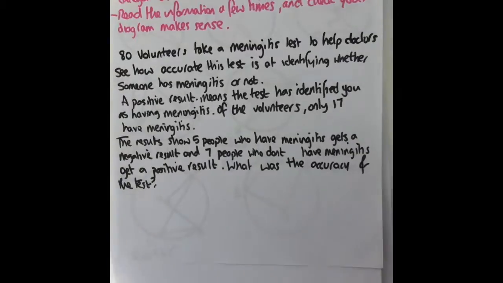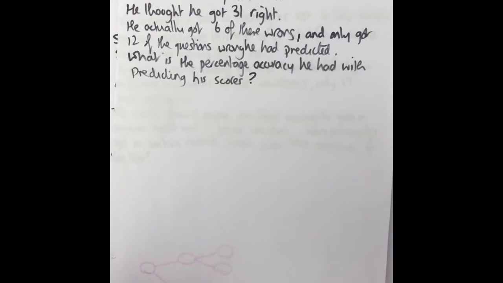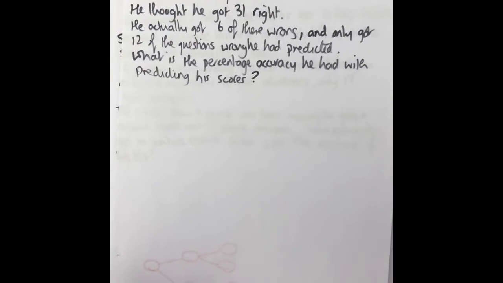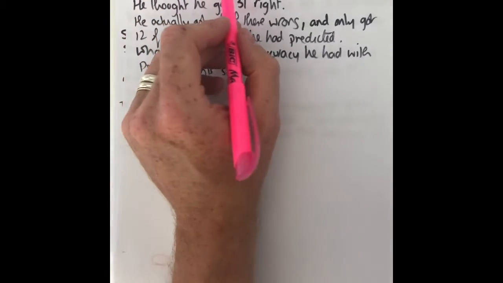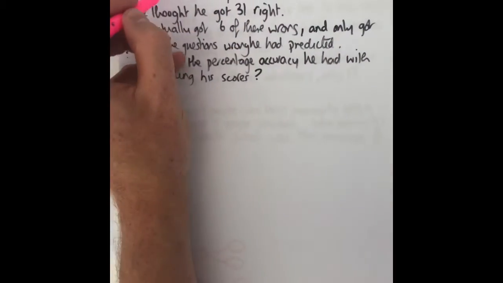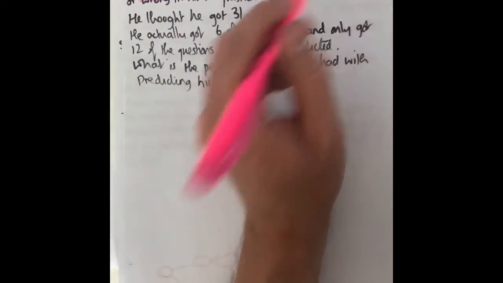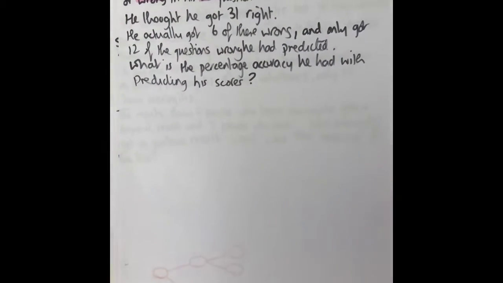Okay, so first example. So Henry predicted whether he got answers right or wrong in his 50 question exam. He thought he got 31 right. He actually got 6 of these wrong and only got 12 of the questions wrong he had predicted. What's the percentage accuracy he had with predicting his scores? This is quite a difficult question. Let's take it one step at a time. So Henry predicted whether he got answers right or wrong. So that initially tells you what the first choice is, and the total is 50.